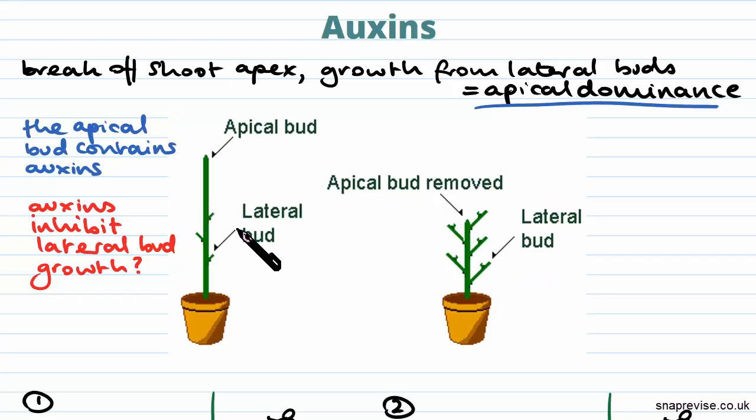So you can see in these images, lateral bud growth is limited, and then suddenly without the apical bud or the apex of the shoot, you get more growth from your lateral buds. So one of the lines of thought behind this was that the apical bud or apex of the shoot contains auxins, and that auxins simply inhibit the growth of lateral buds. So if you were to remove the apex, you no longer have this inhibition and lateral buds can grow.